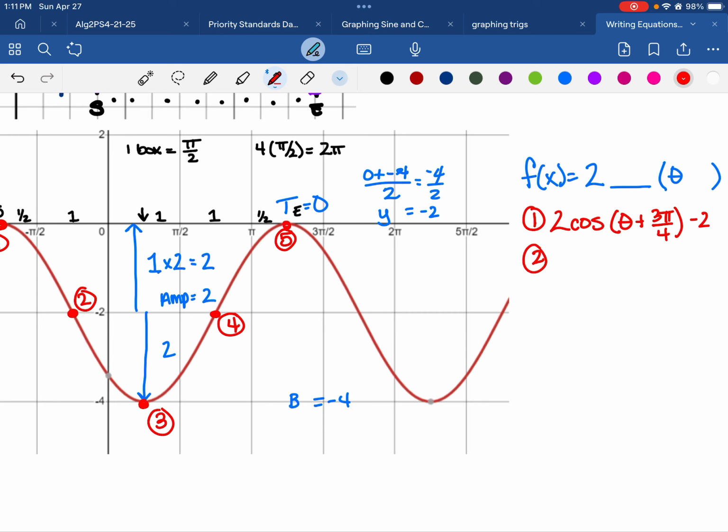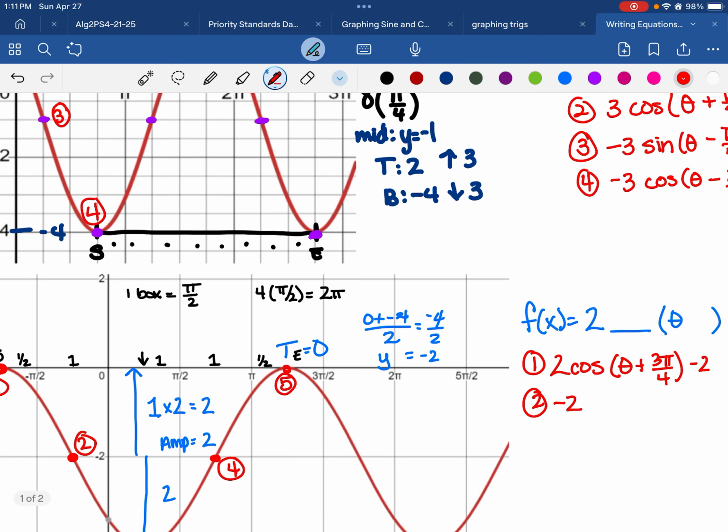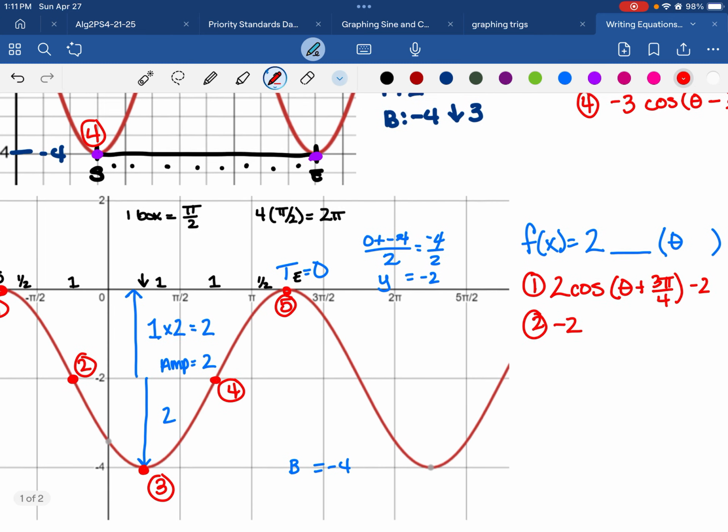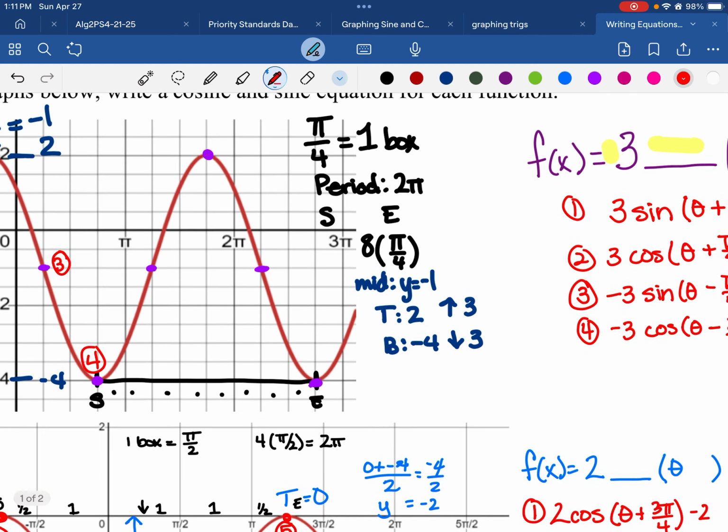Number 2 is 2. Whoops. It's a negative 2 because cosine went down. Did I get my negatives up there? Yeah. I forgot which way it started. Negative cosine. Did I do them right?